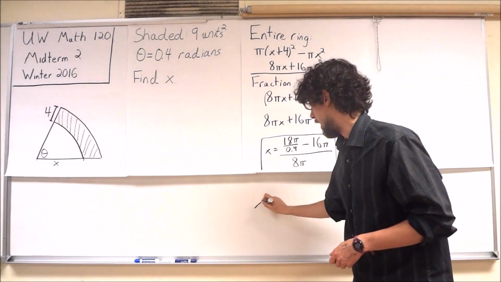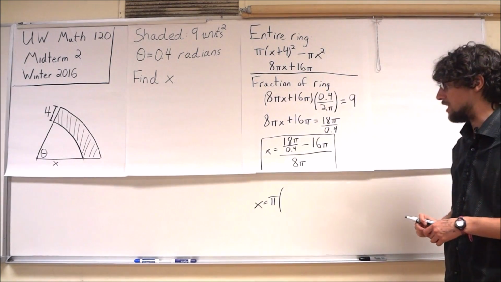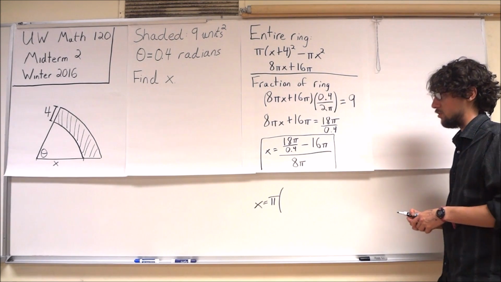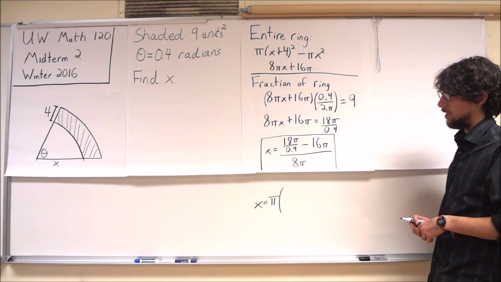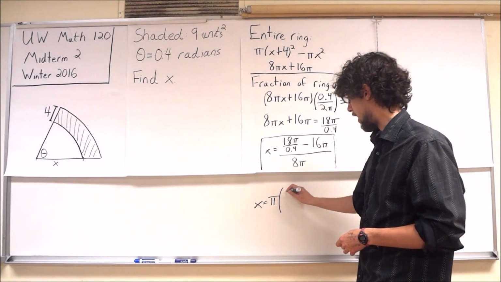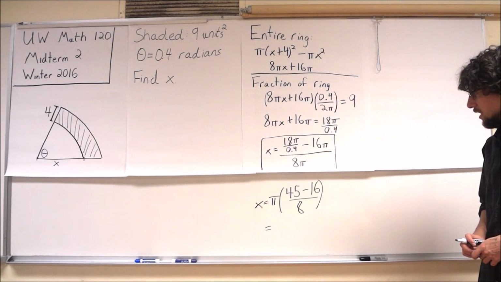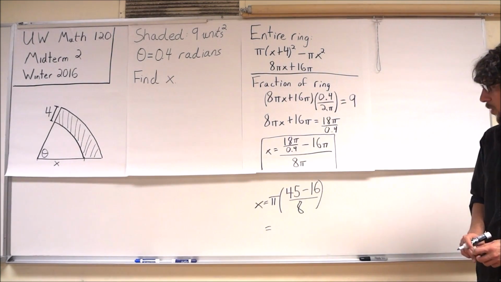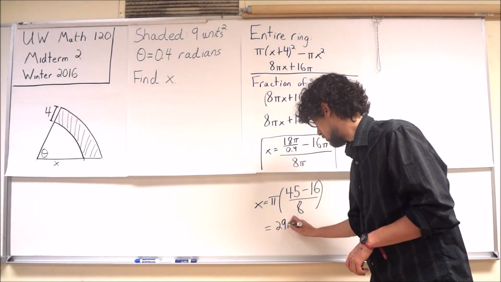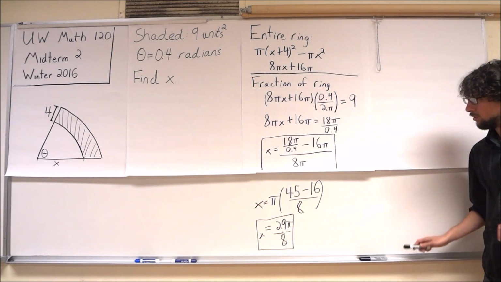I could write x as pi times, what is 18 divided by 0.4? 0.4 is really 2/5. So 18 divided by 2/5 is 45. And 45 minus 16 is 29. So we have that x is 29 pi over 8.